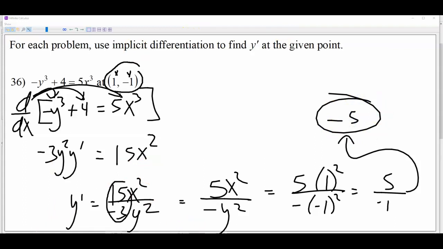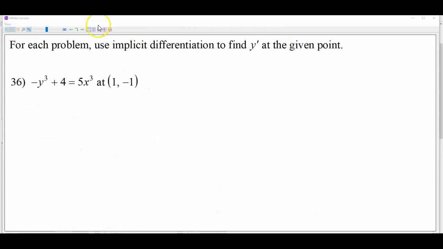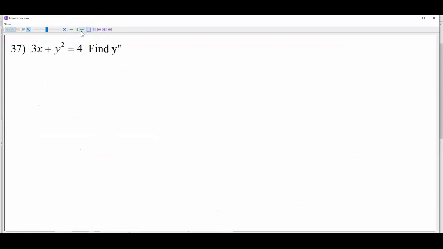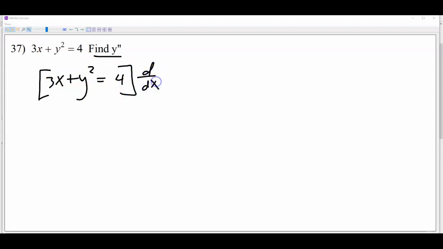All right, so that's just finding the derivative or the slope at a specific point. Now, when you want to find the second derivative of an implicit function, it's a little bit tricky. There's a little bit of a twist in the middle of the problem you might not have expected. So you're going to take your function here, and you're going to find the first derivative. So that gives me 0. It gives me 2y, y prime, and that one gives me 3.